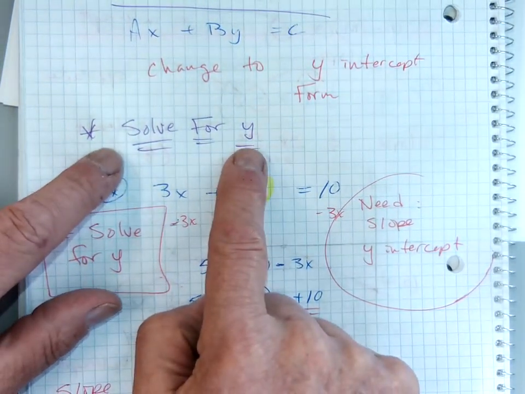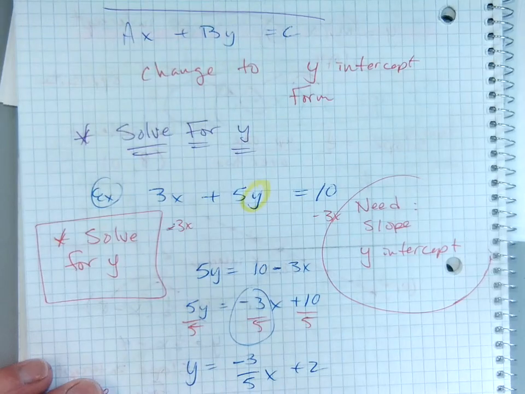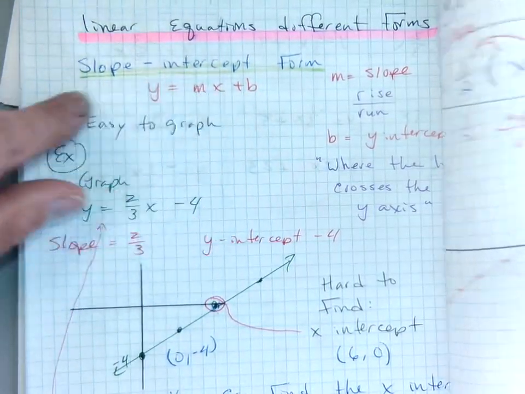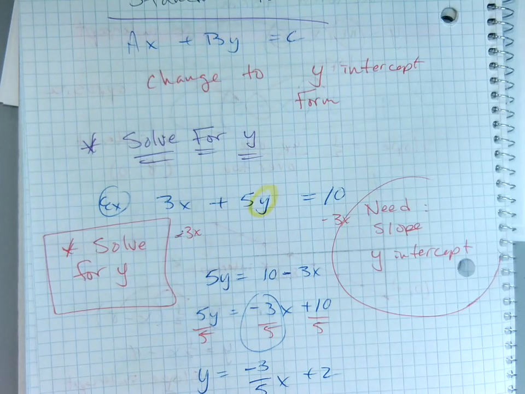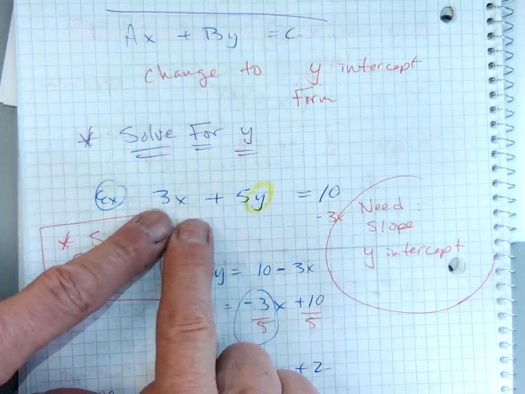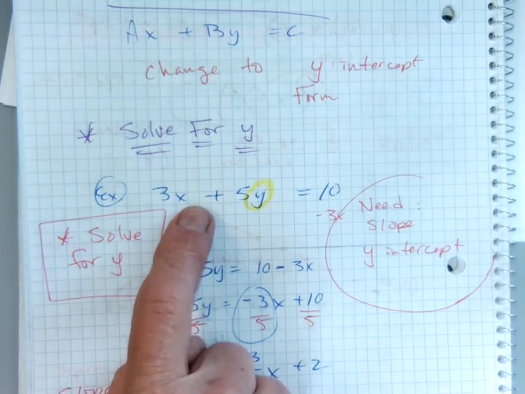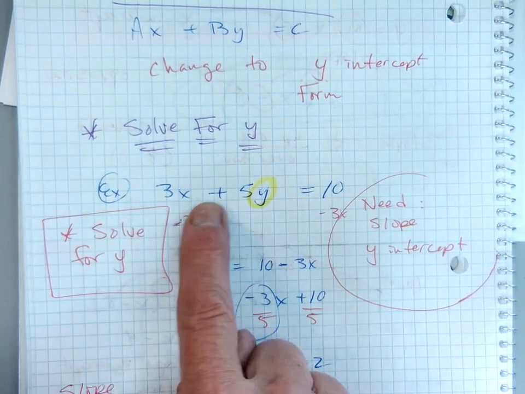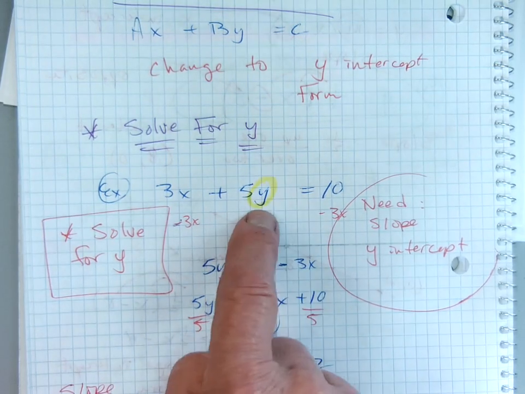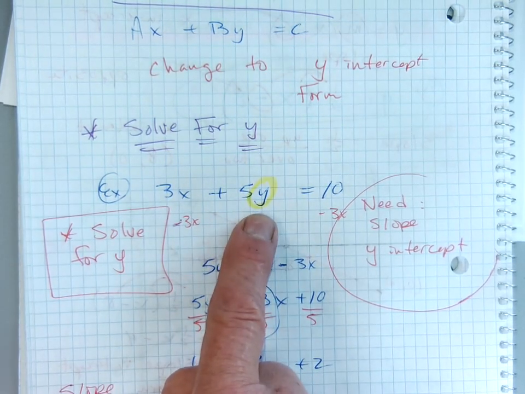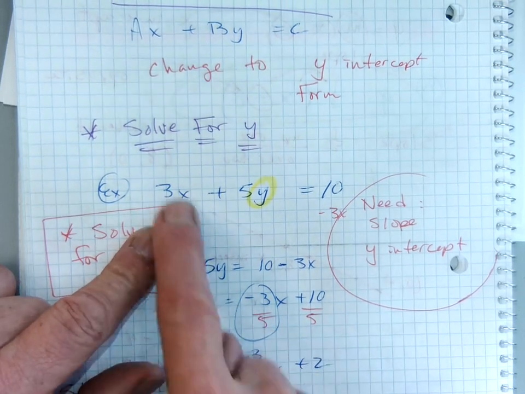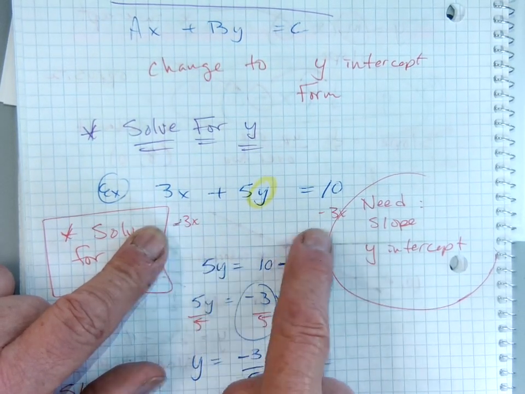We solve for y, because I really want it to look like this form. Okay, I want it to change to this form, so I'm going to solve for y. So first of all, to solve for y, I gave an example. I've got 3x plus 5y equals 10. Here it is in standard form. Here's my y. Solve for y. So, all right, the first thing I should do is go minus 3x to get rid of the 3x. So minus 3x, minus 3x.